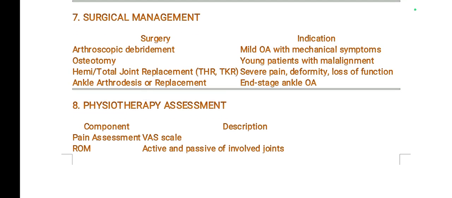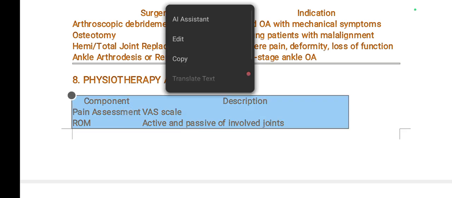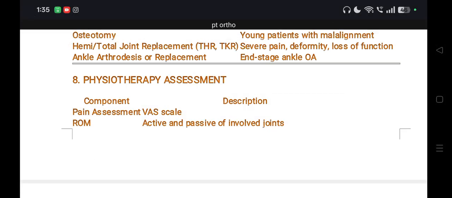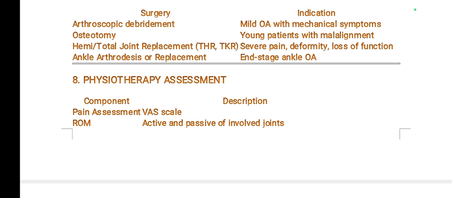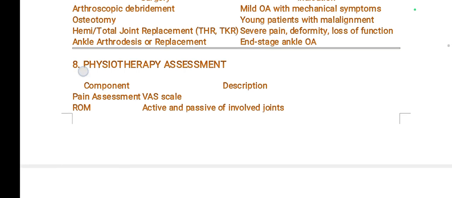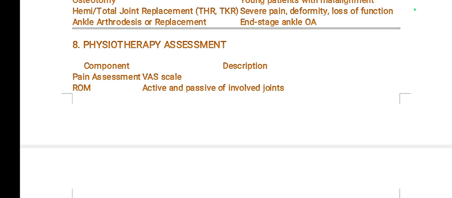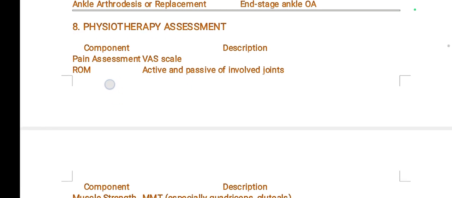Surgical management, surgery and indication. Arthroscopic debridement in mild OA with mechanical symptoms, osteotomy for young patients with malalignment, hemi or total joint replacement, THR, that is total hip replacement, and TKR is total knee replacement. Severe pain, deformity, loss of function, then we can go for this. Ankle arthrodesis or replacement in end stage ankle OA.